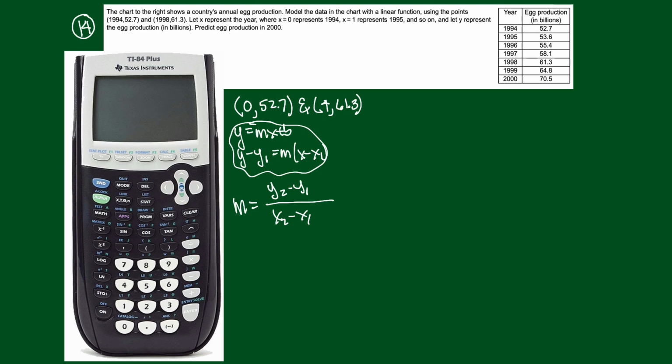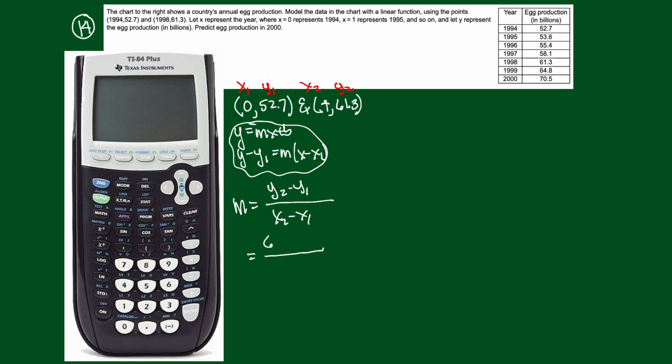Now, as I look at these points, this is the first x I see, that's the first y. This is the second x, that's the second y. So let's substitute these values into our formula here, and we will get that the slope is equal to second y minus first y. Second y, 61.3, minus the first y, 52.7.